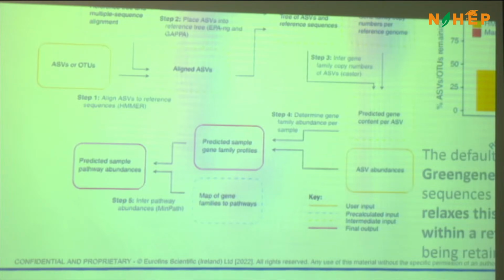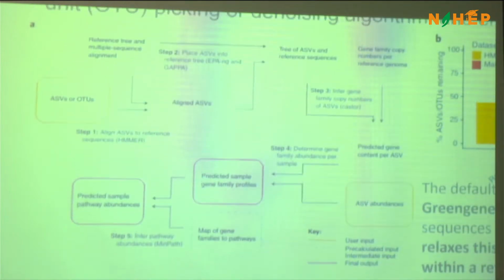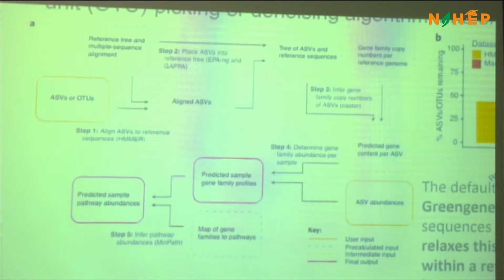Is it visible? Anybody can tell me. Nobody? Okay. So there is a simulation. If you can see here, we use a reference tree and multiple sequence alignment. We have already received the ASVs at the stage when we were doing our 16S. We already have received our biom files, right? When we are doing 16S, we have the ASVs with us.